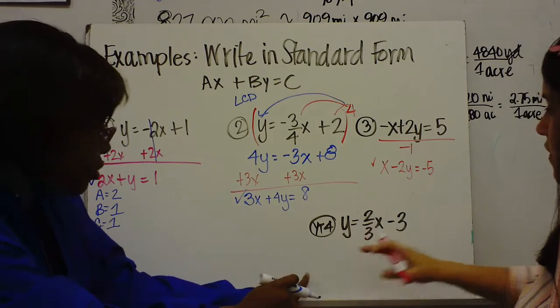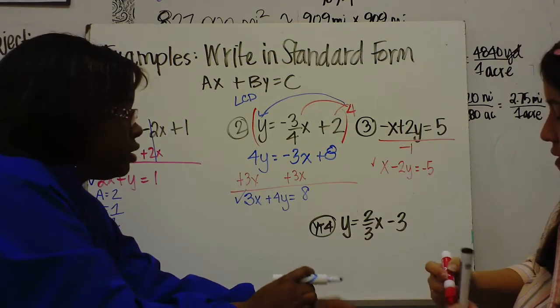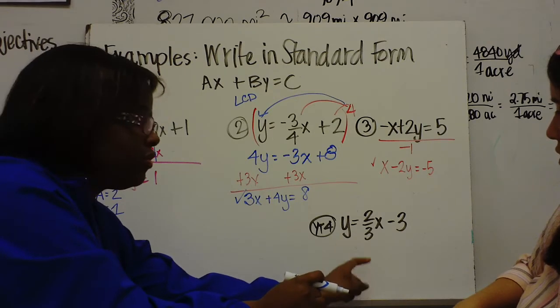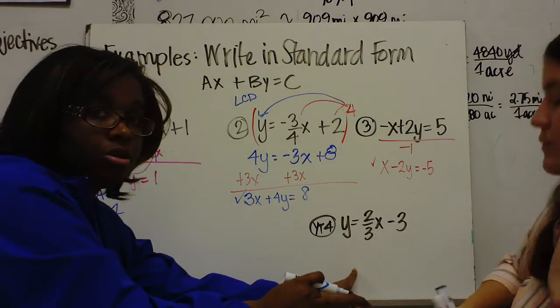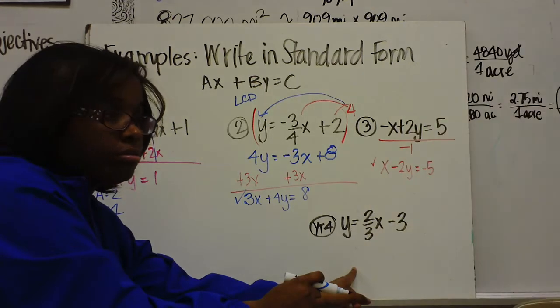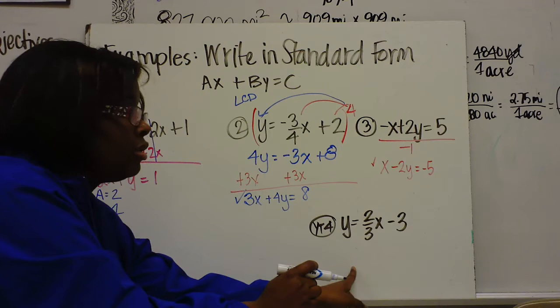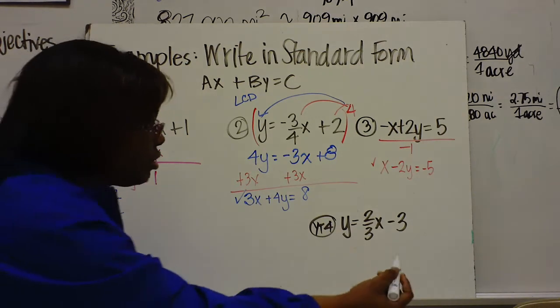All right, the fourth example is a you try. So you have y equals 2/3 x minus 3. You need to pause the video now and try this on your own. And if you've tried it, this is what you should get.